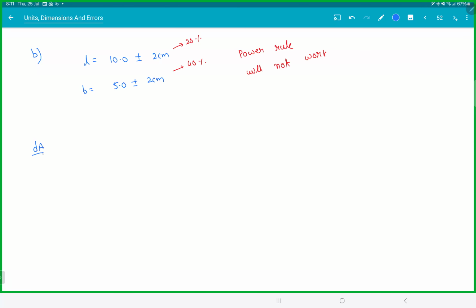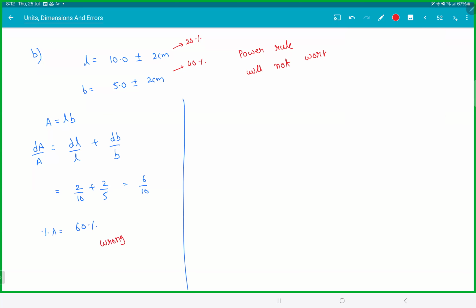So if I use the formula, I'm using A is equal to LB, dA by A is dL by L plus dB by B. You end up with 2 by 10 plus 2 by 5. That is 6 by 10, and percent error in A would be around 60%. Okay, that's a big error. But this is wrong. This is how we do it actually.